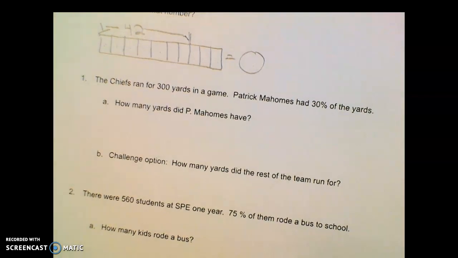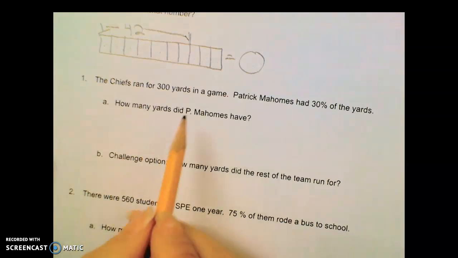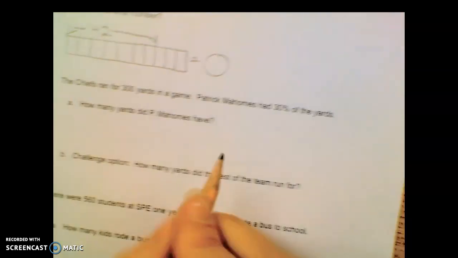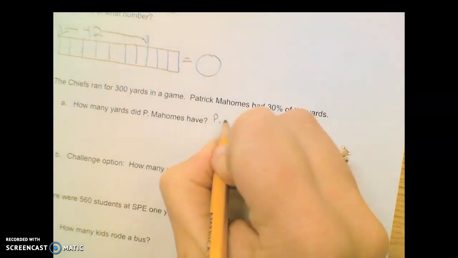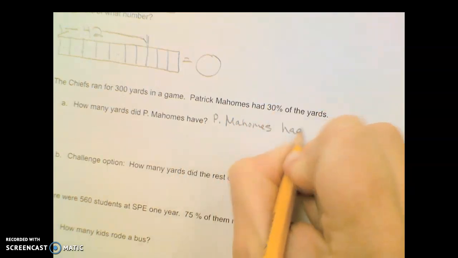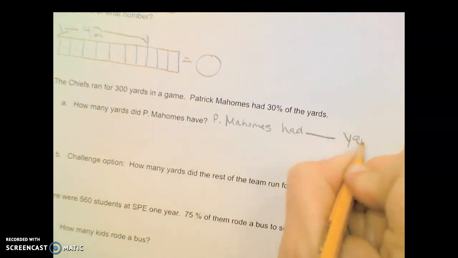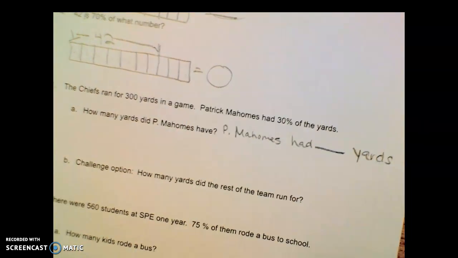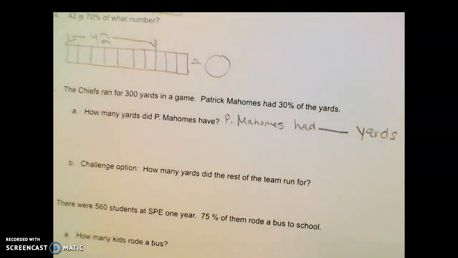So the Chiefs ran for 300 yards in a game. Patrick Mahomes had 30% of the yards. So then the question is, how many yards did Patrick Mahomes have? So let's write our answer statement. Patrick Mahomes had blank yards.